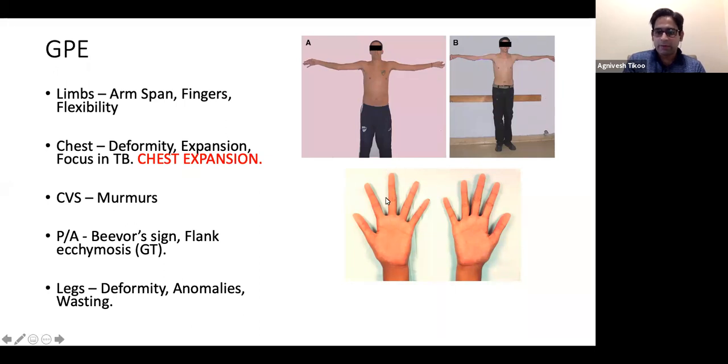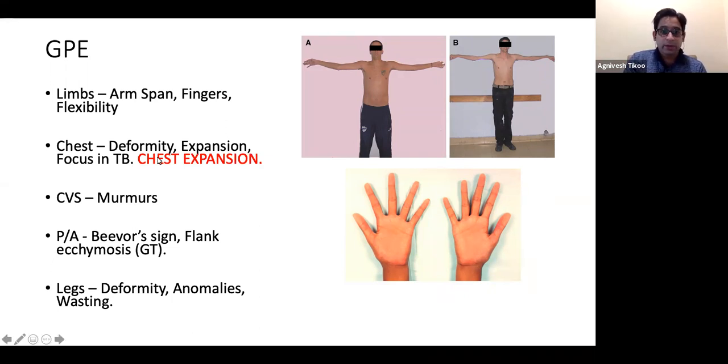Then typically you have very long spider fingers. That is what they are called. They are also there in collagen vascular disorders. And you should check the flexibility. Normally a patient cannot touch the back of the thumb to the forearm. But in Marfan's and such, you can see that they can easily bend their thumb and touch the dorsum of the forearm.